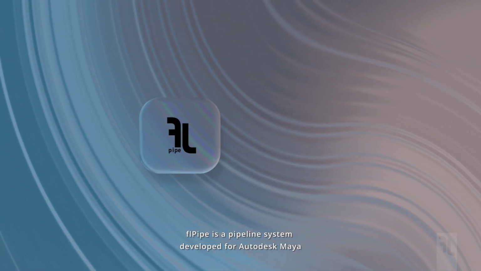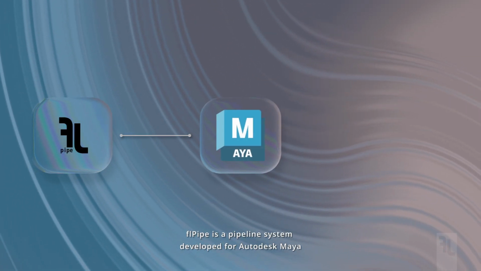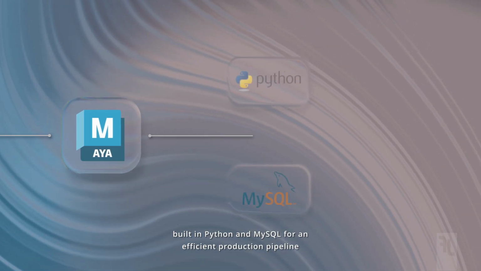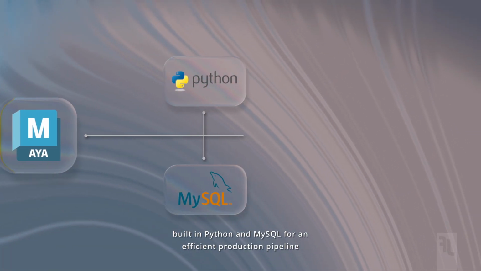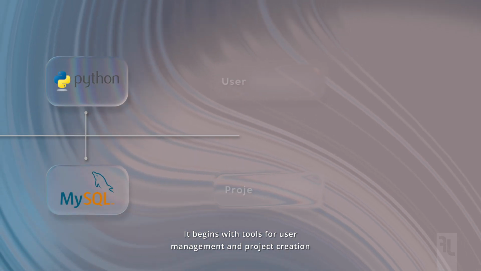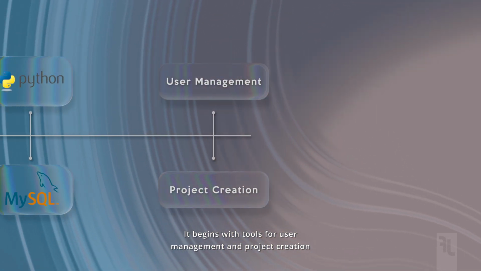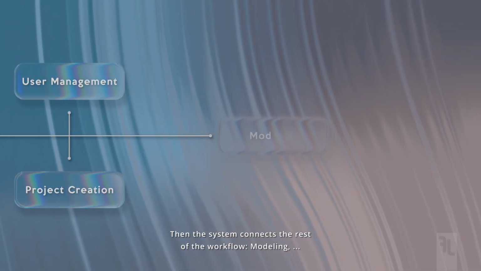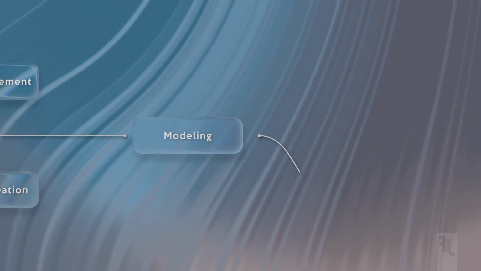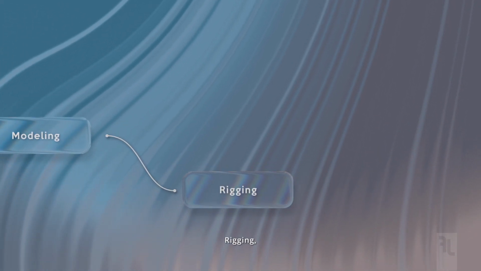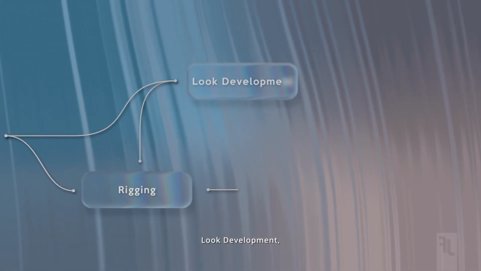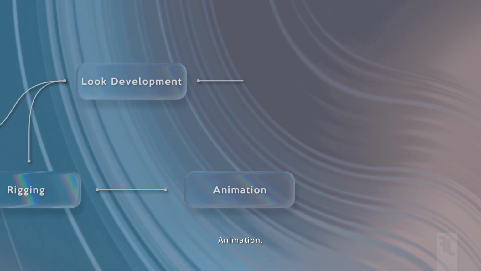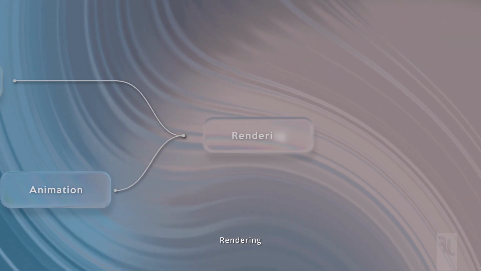FLPipe is a pipeline system developed for Autodesk Maya, built in Python and MySQL for an efficient production pipeline. It begins with tools for user management and project creation. Then the system connects the rest of the workflow: modeling, rigging, look development, animation, and finally, rendering.